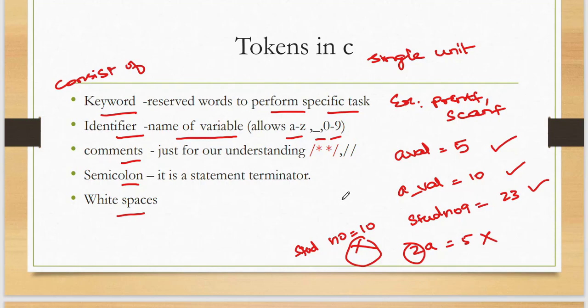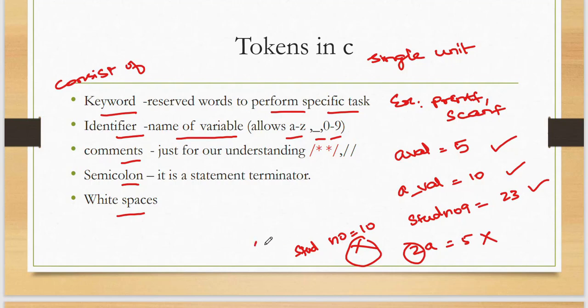Yes. What is a comment line? A comment line is just for our understanding. To understand the program, if I write the program and somebody comes after me, they don't know what it is.